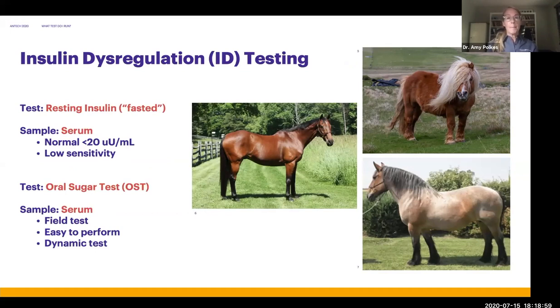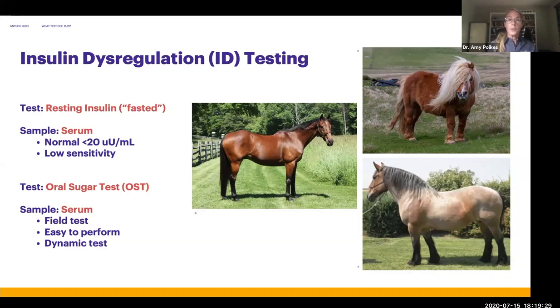And so we used to always just do that resting insulin in that fasted state, again, that flake of hay overnight in the stall. The problem with this is it really does have a low sensitivity in horses that we think do have insulin dysregulation, because it's not always that at resting that horse is going to have a really abnormal insulin. More often than not, it's their response to ingestion of sugars that's the problem.